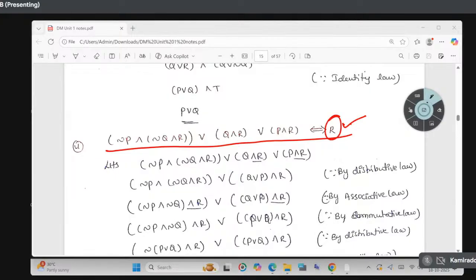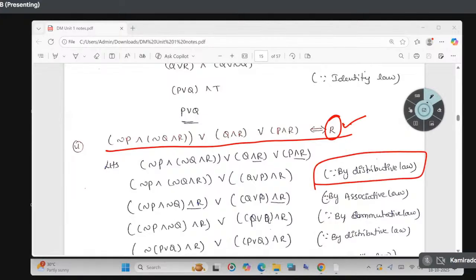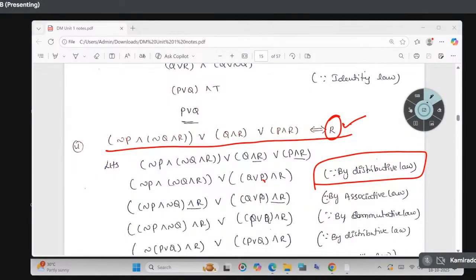So for that, what I am doing is applying my distributive law. So what it is giving is negation P and negation Q and R, or Q or P and R. Okay, this one I am summarizing and writing. These values are summarized and written according to the distributive law. This is what we have written.